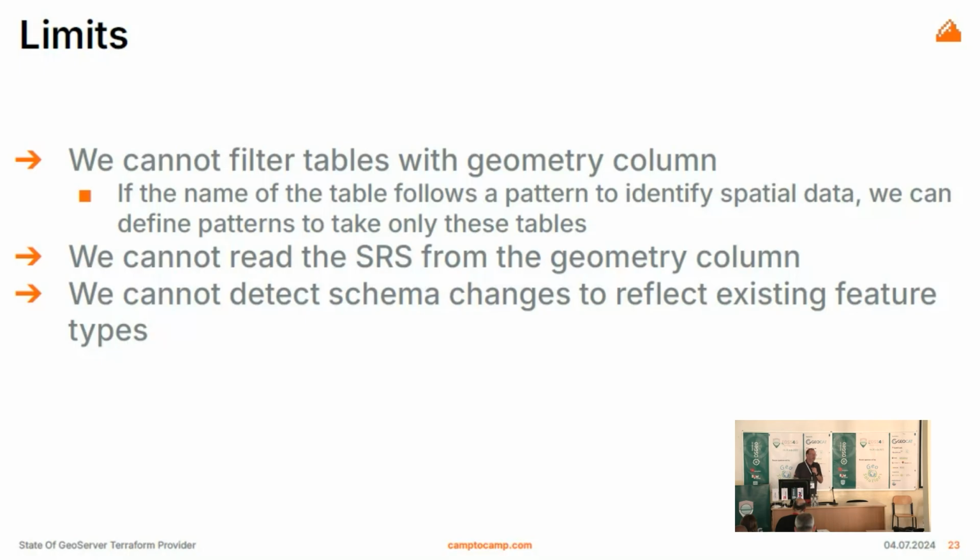You cannot read the spatial reference system from the geometry column. So for a given data set, you have to say all these tables will be, for example, in WGS 84. Also, it will only list the available tables in the database. It won't give information on the feature types, such as what the columns in the database are, so it won't automatically update the feature type based on the database. But it helps to do some things easily.